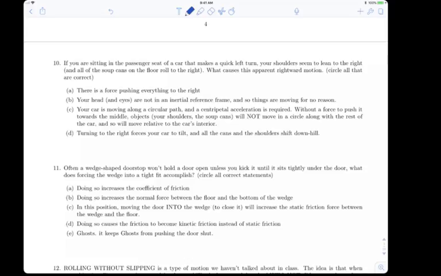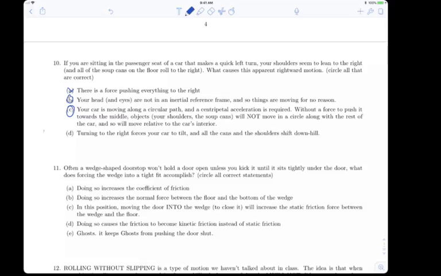Your head and eyes are not in an inertial reference frame, so things are moving for no reason. Your car's moving along a circular path, and centripetal acceleration is required. Without a force to push it towards the middle, objects will not move in a circle along with the rest of the car and will move relative to the car's interior. Okay, so this is true. That's false. This is true.